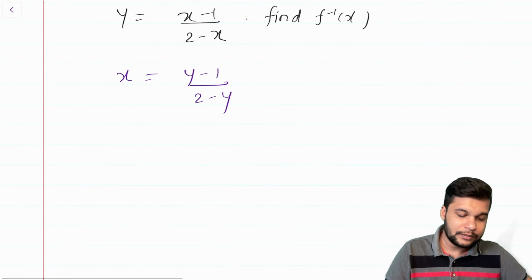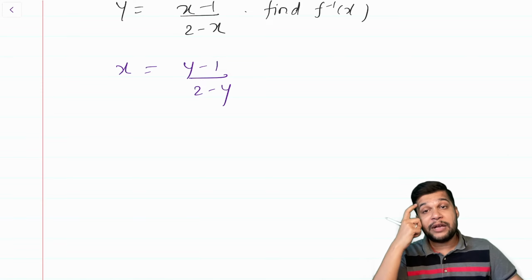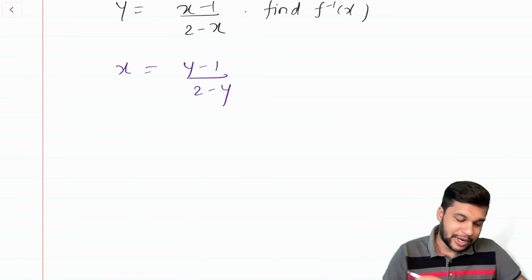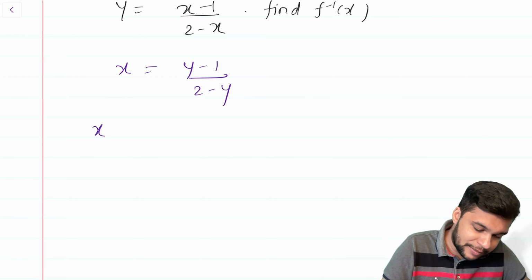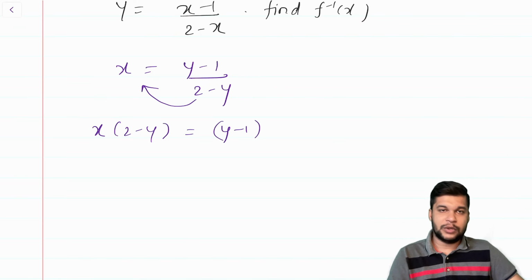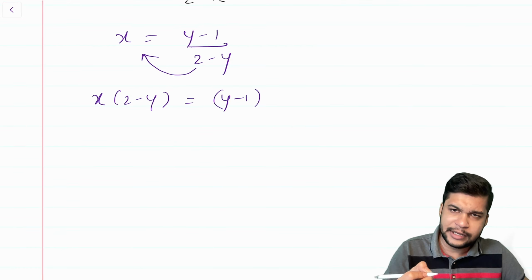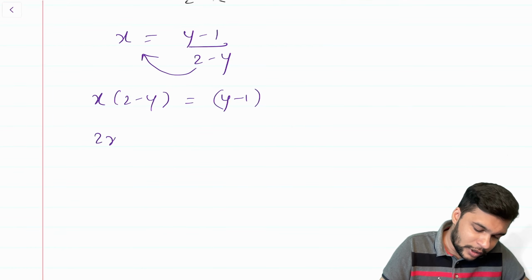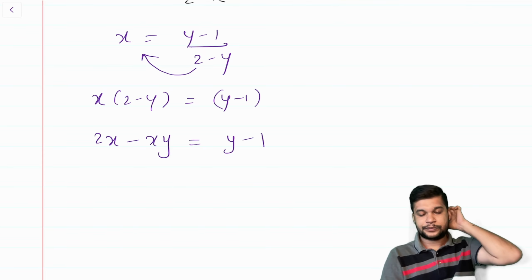Okay. Now the second step is you have to make y the subject. So I'm shifting this to the left. So x times (2 minus y) equal to y minus 1. Okay. Let us solve this. 2x minus xy equal to y minus 1.